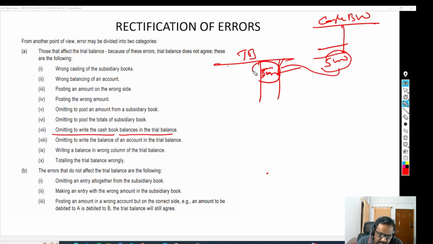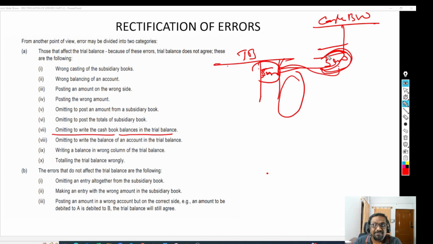But what did we say? We omitted to post this 5,000 to debit side of the trial balance. We forgot to post this. Since this is not posted, the corresponding credits would have been already there in the trial balance. For every debit there will be a credit. For every credit there will be a debit. That is what I am trying to say, because we are following double entry system. So if the debit balance of cash is not shown in trial balance, credits would have been shown.